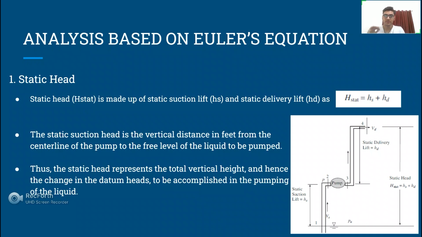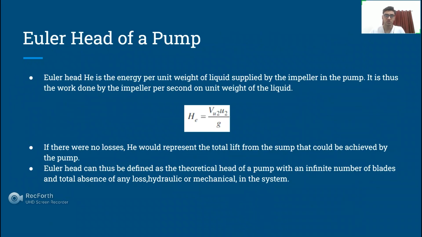The static suction head is the vertical distance in feet from the center line of the pump to the free level of the liquid to be pumped, and thus the static head represents the total vertical height, and hence the change in the datum heads to be accomplished in the pumping of the liquid.